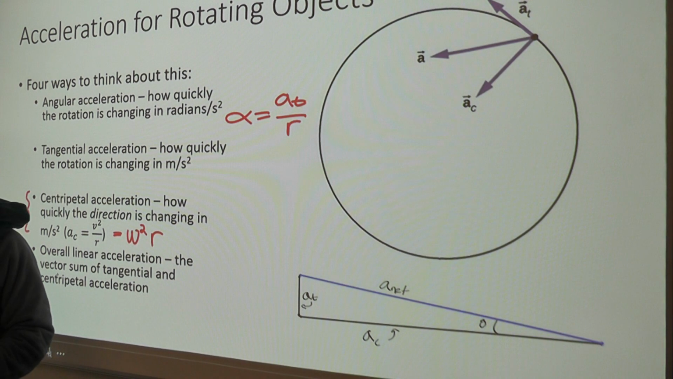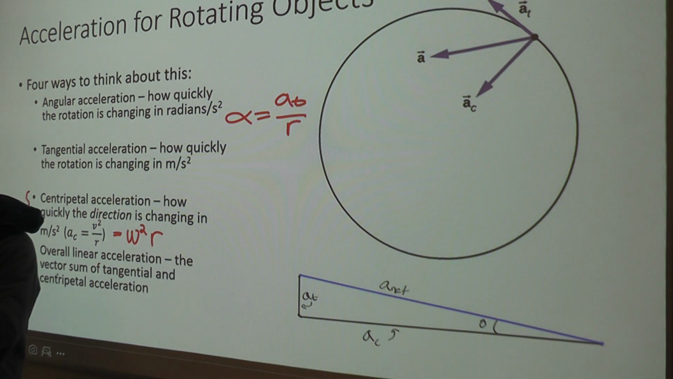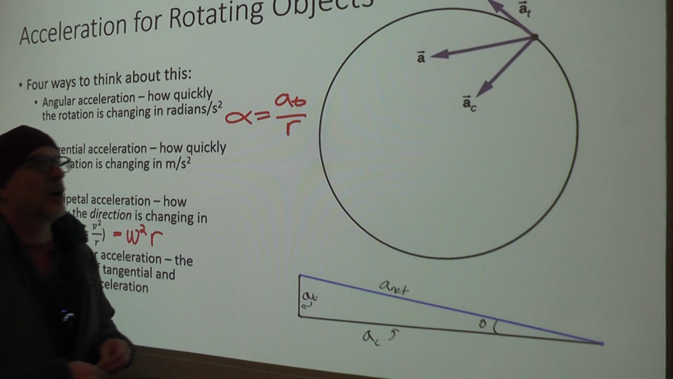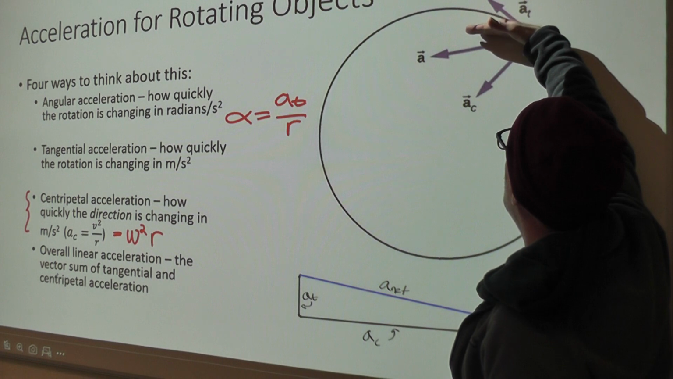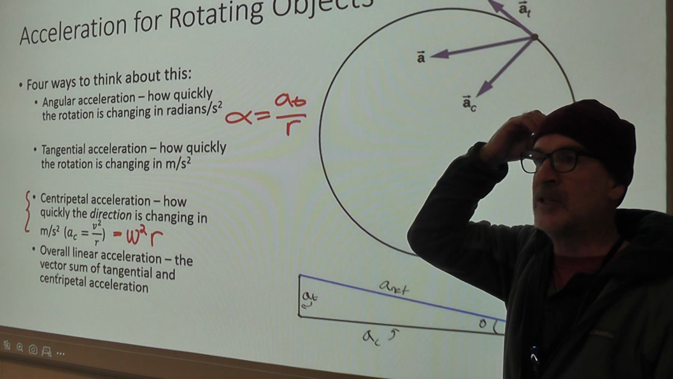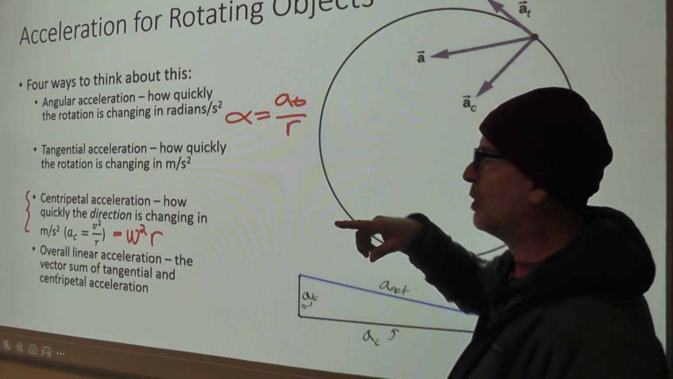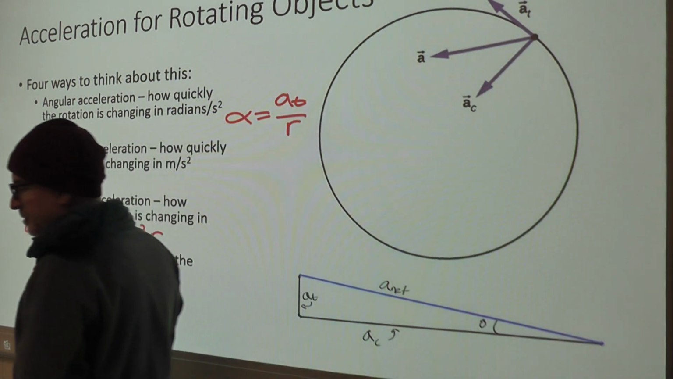And what ends up happening is if you look at the overall linear acceleration for an object that starts from rest, it starts matching the tangential acceleration, and then over time, it comes closer and closer to the centripetal acceleration. The faster it goes, the more the overall acceleration and the centripetal acceleration are the same.